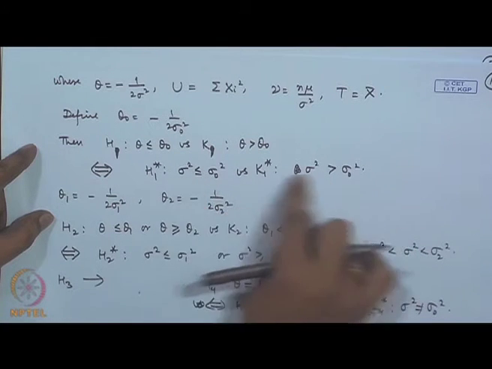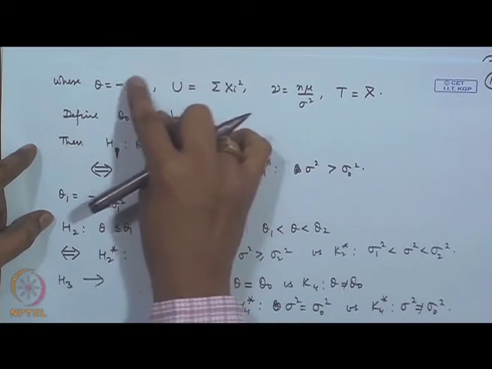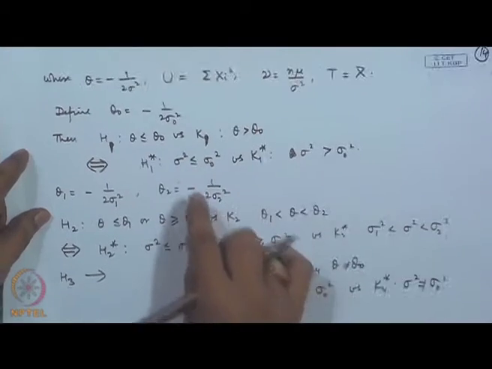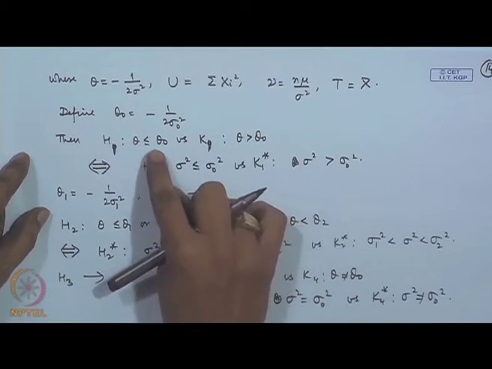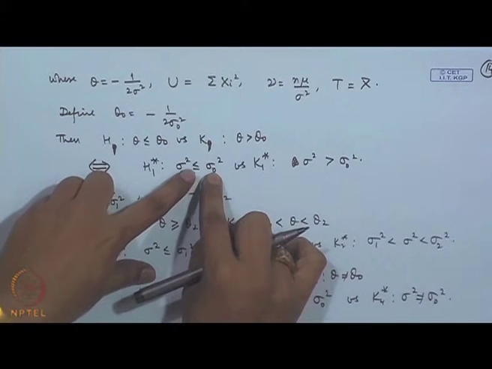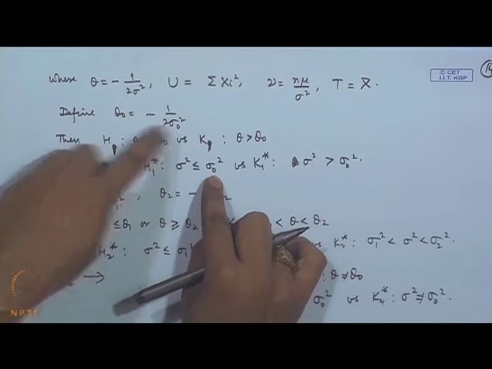And they have the same form, because theta is equal to minus 1 by 2 sigma square, which is an increasing function of sigma square. Therefore, all the inequalities or equalities are maintained, that is, theta less than or equal to theta naught is equivalent to sigma square less than or equal to sigma naught square, if I define theta naught to be equal to minus 1 by 2 sigma naught square.